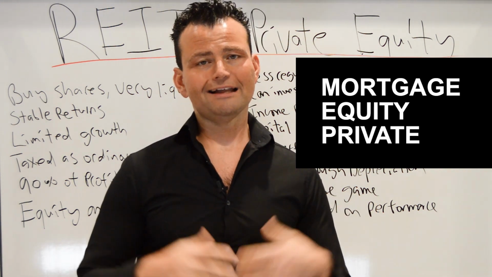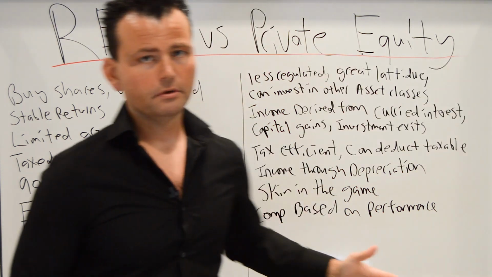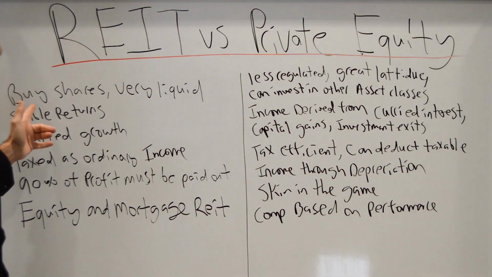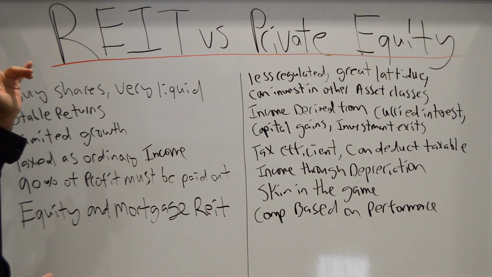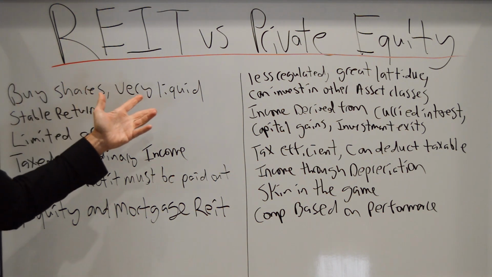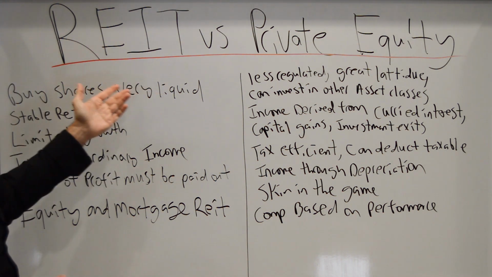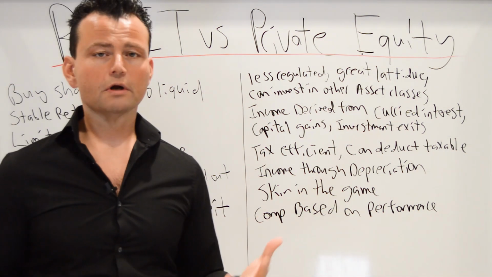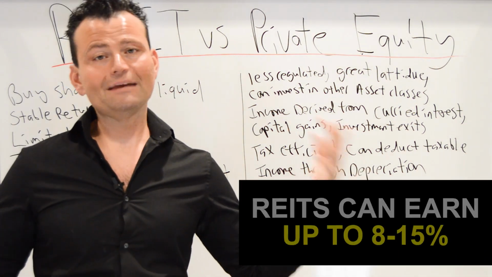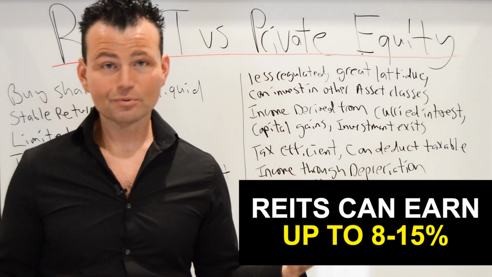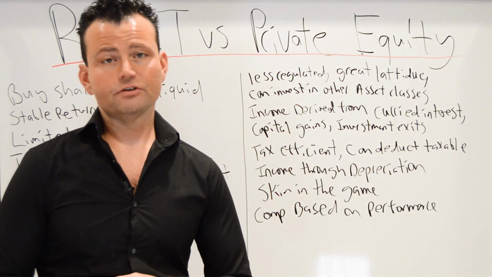And so a lot of the benefits, as you can see, I'm going to show you up on the board here. So the first thing that you can see with the REITs is that you can buy shares. Like I said, it's very liquid. You have very stable returns. Historically, REITs can earn anywhere from 8% to 15%, just depending on the REIT and the structure of it.